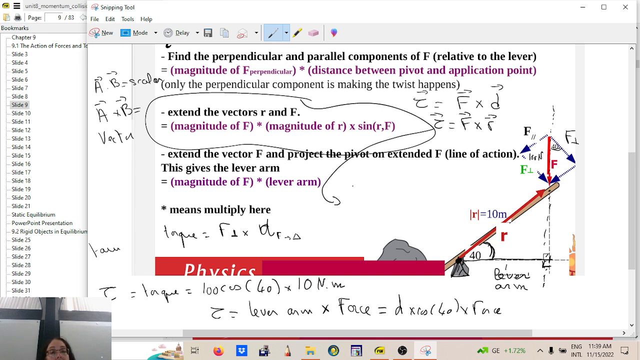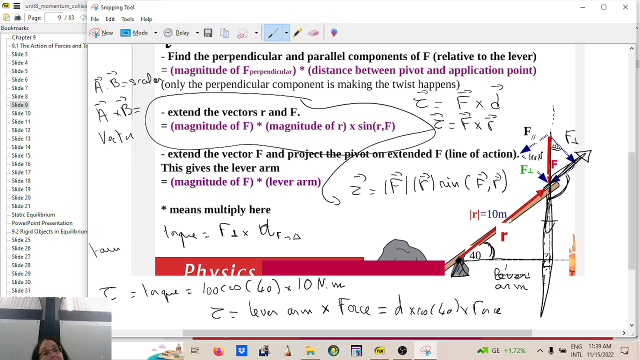So by definition, the cross product equals the magnitude of F times the magnitude of r times the sine of the angle between the force and the distance. So that means you take that force, you extend it, and you take that r, you extend it, and that will be the angle here. And you see that angle will be the same as cosine 40, because that's going to be F R sine of 90 degrees plus 40 degrees. So a little bit of geometry. And that will be the cosine 40.